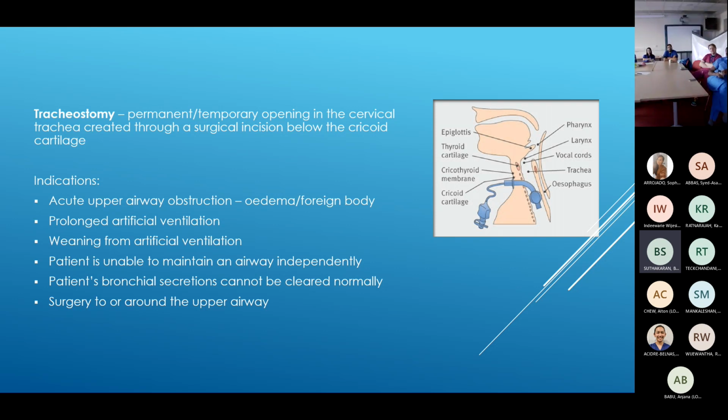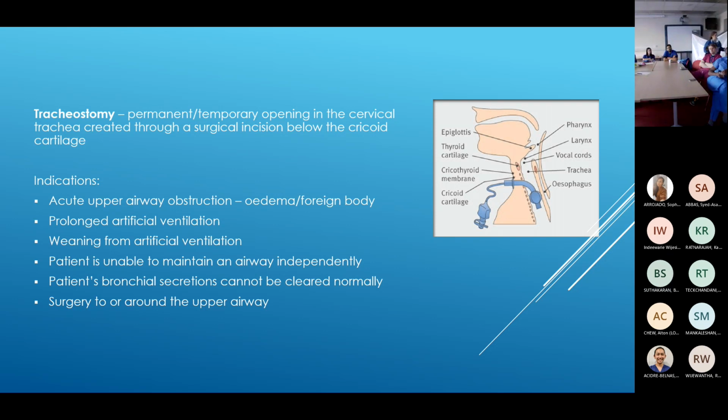Also, if a patient is unable to maintain their own airway independently, for example, if they have reduced cranial nerve function, brainstem damage, or just poor conscious levels, so they're unable to protect themselves from aspiration. Another one is bronchial secretion. For example, if a patient has a poor cough and they can't clear their bronchial secretions, that would be a reason to consider tracheostomy. And also surgery around the upper airway. You see this in ENT maxfax patients.